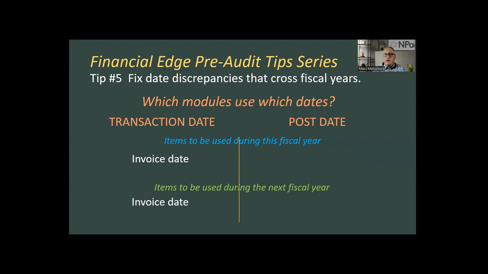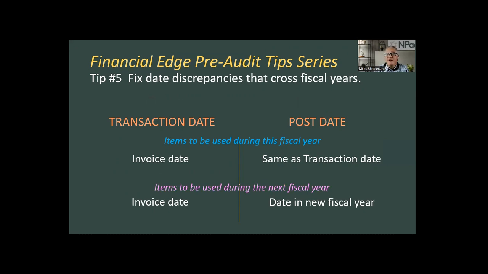However, to expense items in the correct fiscal years, your AP person does two things. If an invoice is for items to be used in this fiscal year, he or she sets the post date the same as the transaction date. But if an invoice is for items to be used in the next fiscal year, then your AP person chooses a post date in the new fiscal year. This is a typical accounting practice, right?